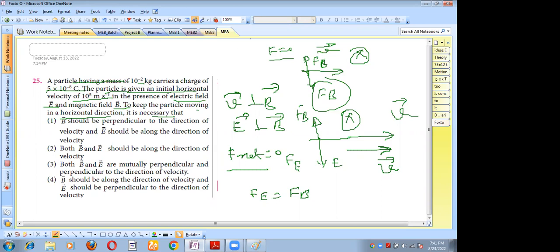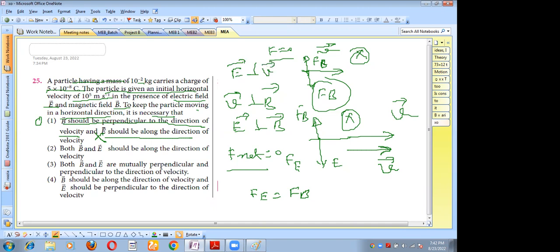Here you can see. So now see the options. If you see option A, it says B should be perpendicular to the direction of velocity, correct? And E should be along the direction of velocity. No, E should be perpendicular to the direction of velocity. Here you can see E is perpendicular to B and V is perpendicular. So here you can see that the electric field is also perpendicular to the velocity, right?